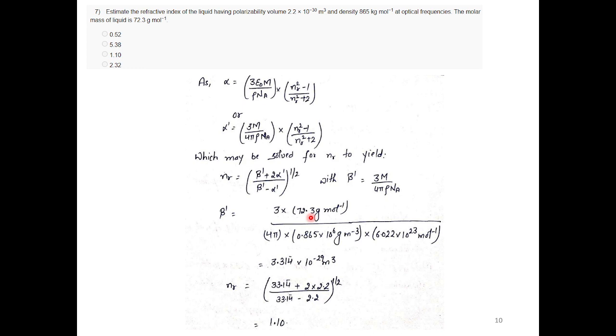This is the formula. It is a very typical formula, but in the exam it should be provided, I feel. I don't know the question pattern. If you do all the calculations, you will get a value around 1.10. This is the refractive index of the liquid which has the polarizability volume 2.2 into 10 to the power minus 30 meter cube and density 865 kg per meter cube. This is a very standard example where you can see that refractive index depends on these different factors.